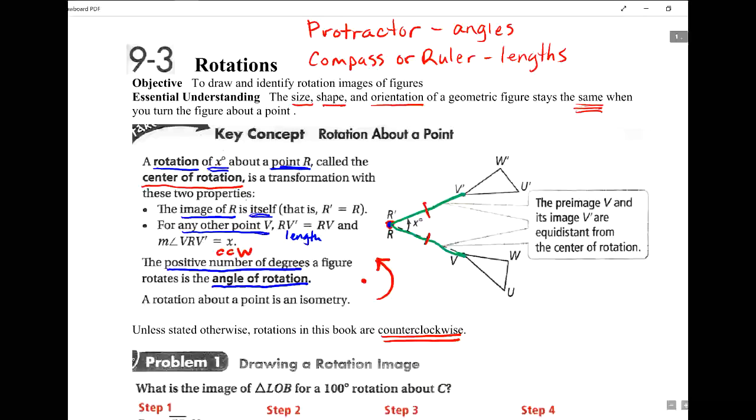And because our size and shape stay the same, a rotation is also an isometry. Everything we've done so far is an isometry. Translations, we just slide them, doesn't change anything. Reflections, even though we flip them over, they are still congruent figures, so an isometry. Rotation, we just spin it around, so it's an isometry. Now your pre-image and your image are equidistant from the center of rotation. Okay, so we're just going around the circle like that. And we're doing that for all of our points.